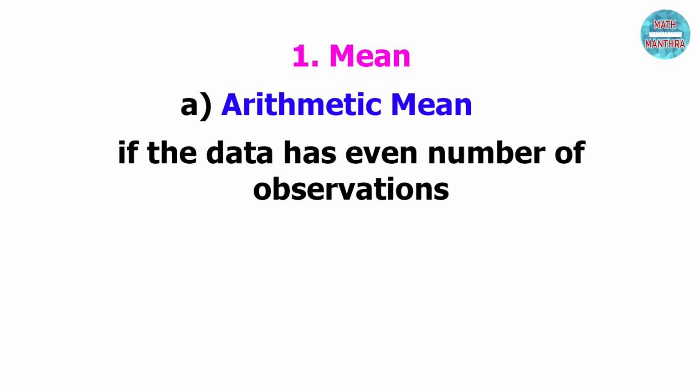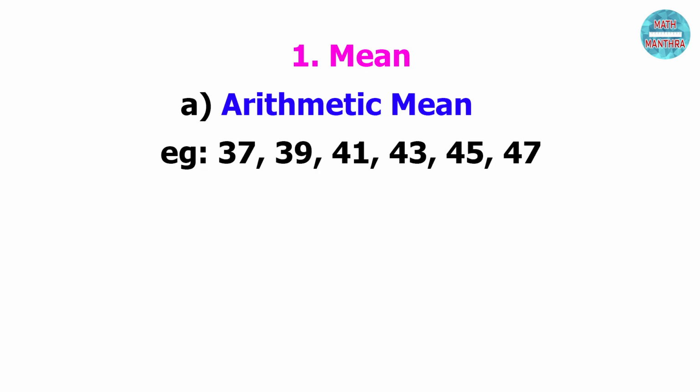So take another example: 37, 39, 41, 43, 45, 47. For this data, there are 6 observations. So it is very evident that again there will be 2 observations in the middlemost positions. What are they? 41 and 43. So what we have to do is just take the average of 41 and 43, the arithmetic mean of 41 and 43, which all of us know will be 42. So for this entire data, the average will be 42.